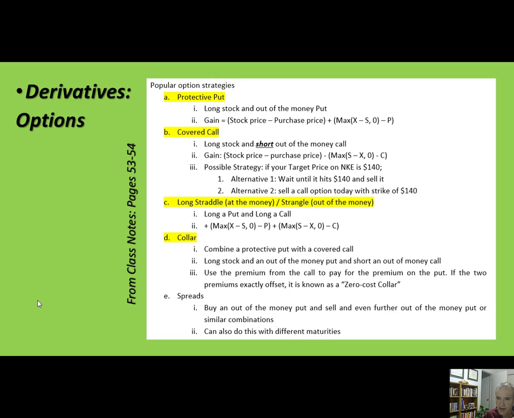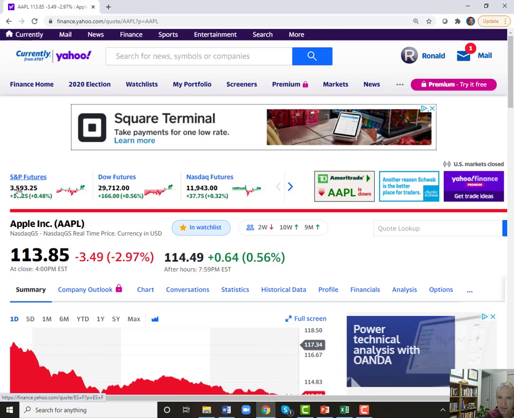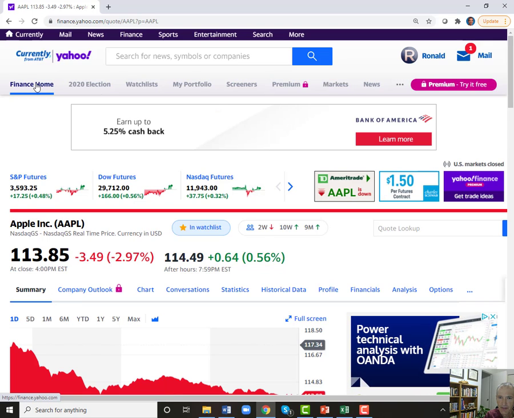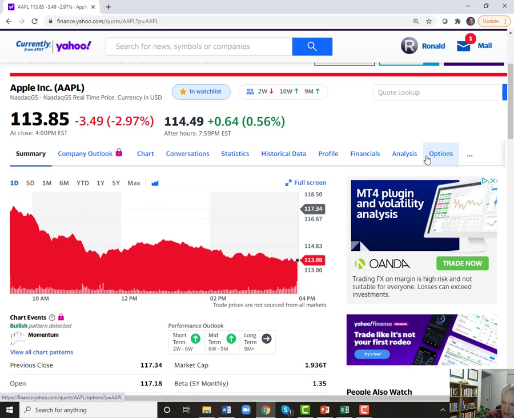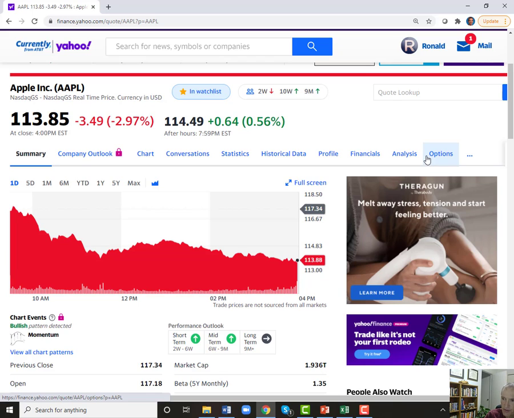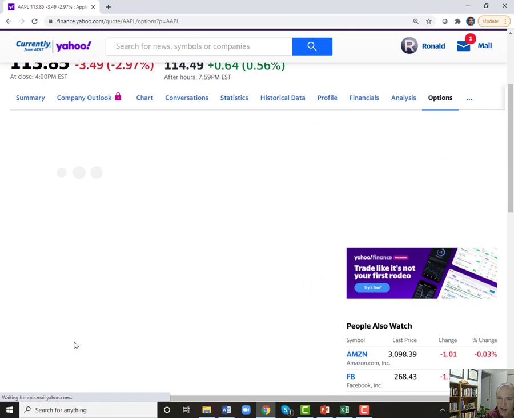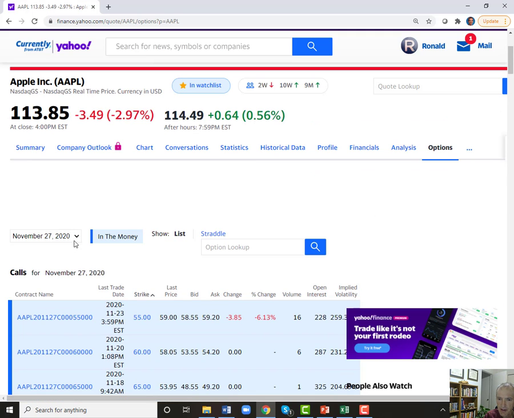So here's the other strategies we're going to do. What we're going to do first is just a simple call option. Here I have Apple stock in Yahoo Finance, and I'm going to come over here to the options. We notice that Apple's trading for 113.85. That's very important to what we're going to do. So I'm going to click on options, and all the options for Apple come up.